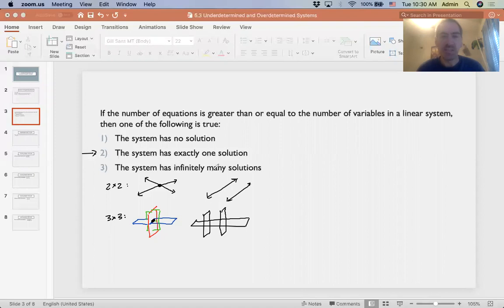What about the system having infinitely many solutions? Well, we've seen this in a previous section, where if you have 2 equations that have the same graph, or they overlap everywhere, then you have infinitely many solutions because you have an infinite number of points in the intersection. And the same thing happens with the 3 by 3. If you have 3 equations that result in the same plane, then you would have infinitely many solutions.